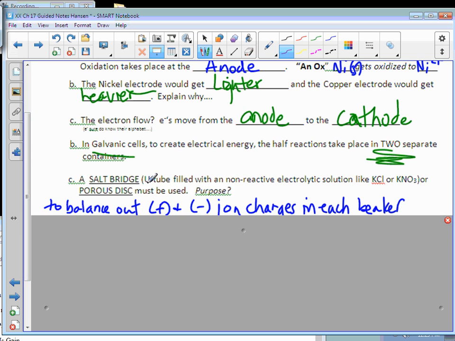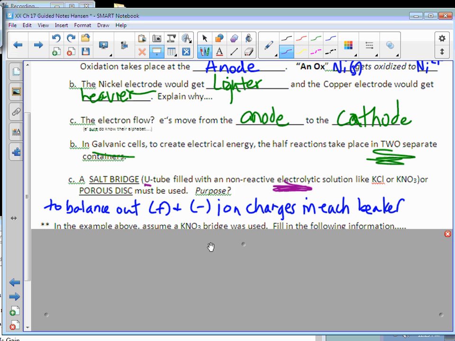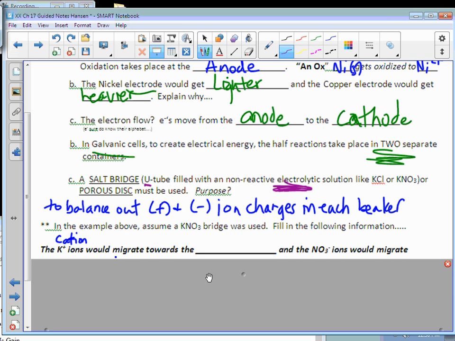Sometimes they call the salt bridge a U-tube, the fancy term for a hot dog. It's some material filled with a non-reactive electrolyte. Electrolyte means ions, like KCl or KNO3. A porous disc is another way to let the charge transfer through. So again, what's the purpose? To balance out the positive and negative ion charges in each beaker. So we use the potassium nitrate salt bridge.